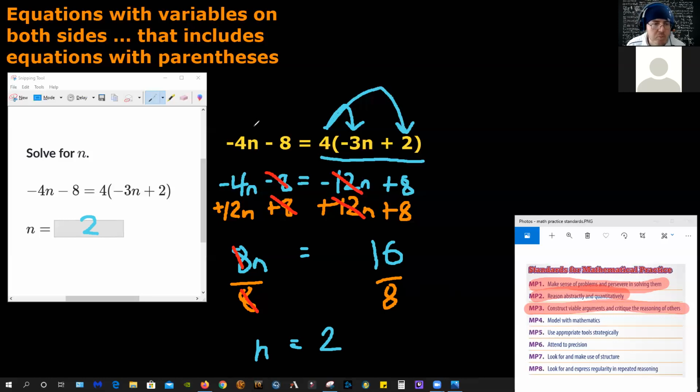If I were to go back and put in a 2 here and a 2 here, negative 4 times 2 would be negative 8. Negative 8 minus 8 would be negative 16. That'd be this side. And if I put a 2 there, negative 3 times 2 would be negative 6. Negative 6 plus 2 would be negative 4. And then negative 4 times 4 would be negative 16. Yep. So I just made my argument to prove that, yep, I'm right.